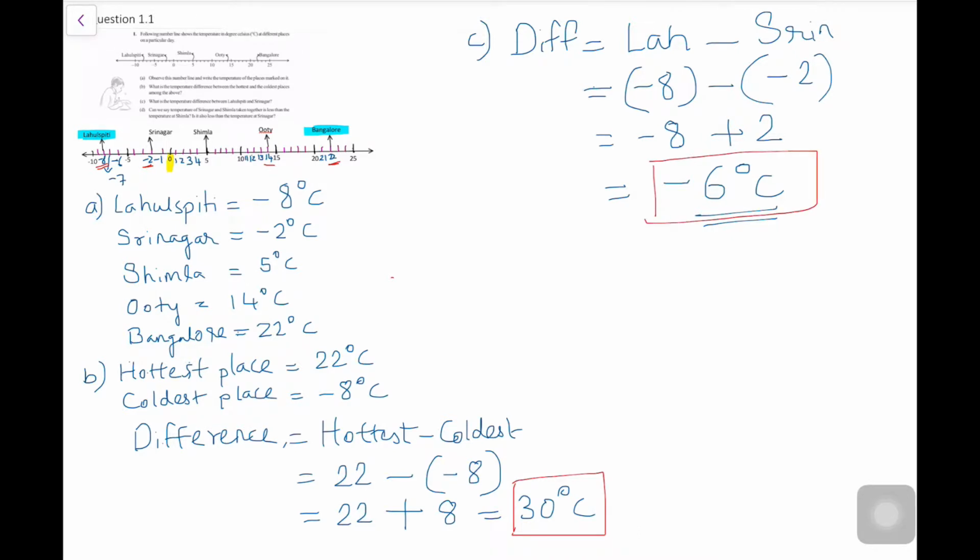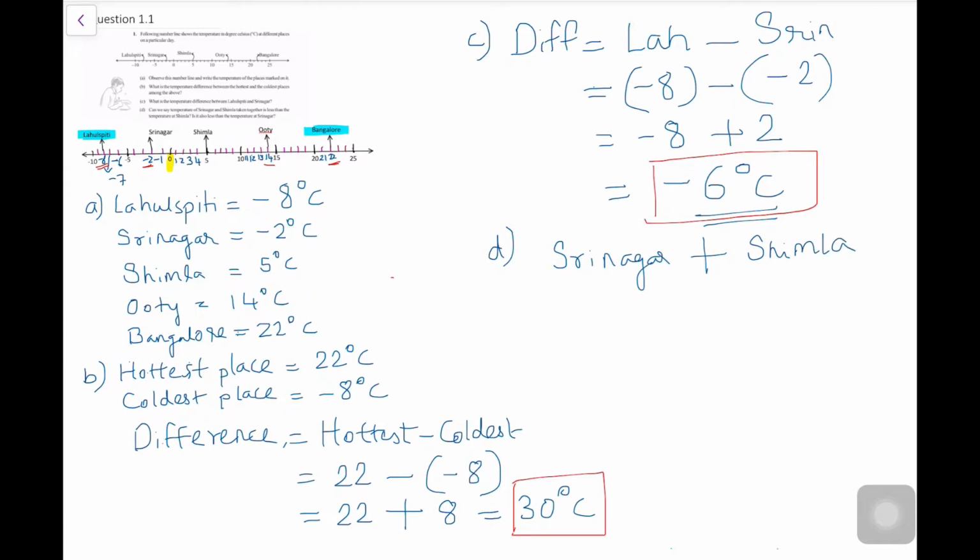Now coming to question number D. Can we say temperature of Srinagar and Shimla taken together is less than the temperature at Shimla? Is it also less than the temperature at Srinagar? So let's see. First we will take the temperature of Srinagar and temperature of Shimla together. So temperature of Srinagar plus temperature of Shimla. That's how you take them together. Temperature of Srinagar plus temperature of Shimla.